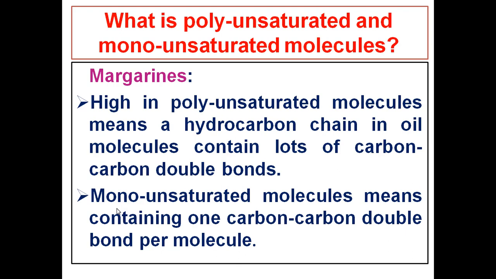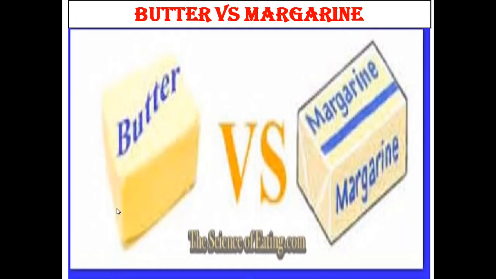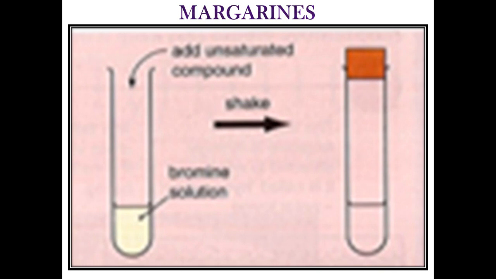Furthermore, we have also discussed unsaturated compounds in our previous lesson, where we did some tests related to this, and we are going to talk about the same here. The difference between butter and margarine is shown in this picture. The next is the test for unsaturated compounds. For testing this we use bromine solution.